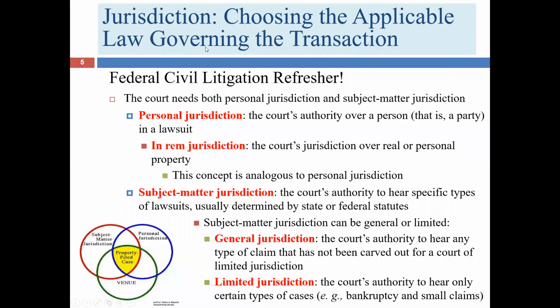So here's a little refresher on federal civil litigation. The court has to have personal jurisdiction and subject matter jurisdiction. The most important category for personal jurisdiction is whether the court has authority over the defendant in a particular lawsuit. There's a second type of jurisdiction which isn't nearly as important, but this is the court exercising authority over property. For example, a piece of land that might be in the jurisdictional bounds of the court's authority. But most of the time we're going to be looking to personal jurisdiction.